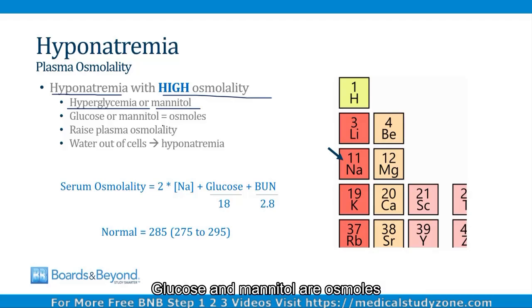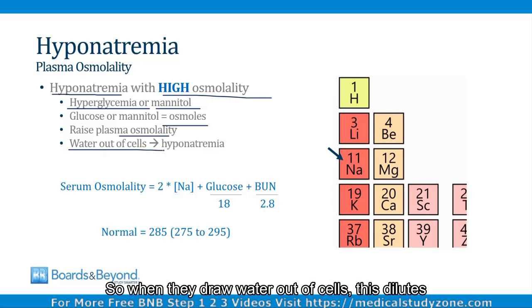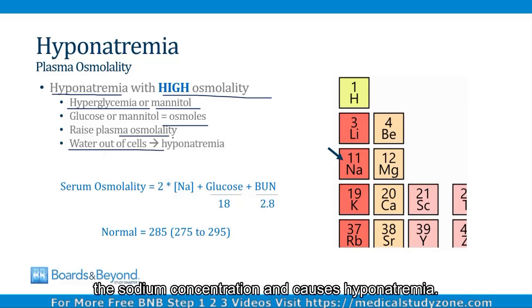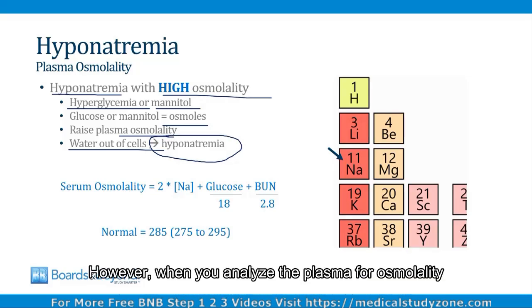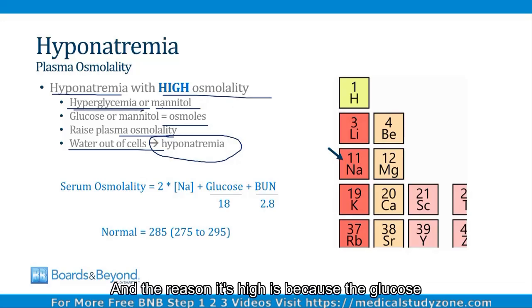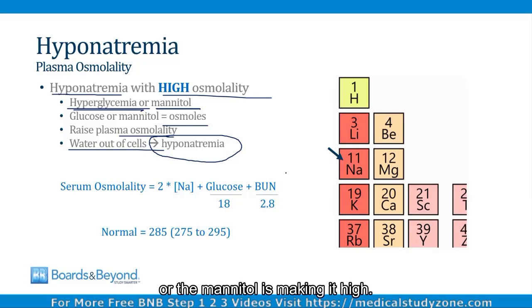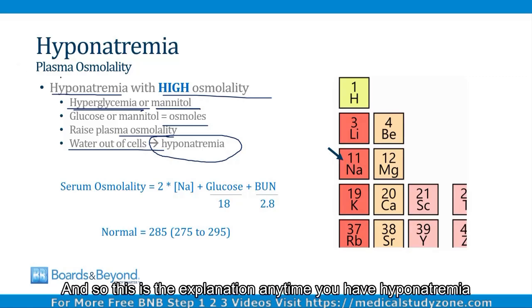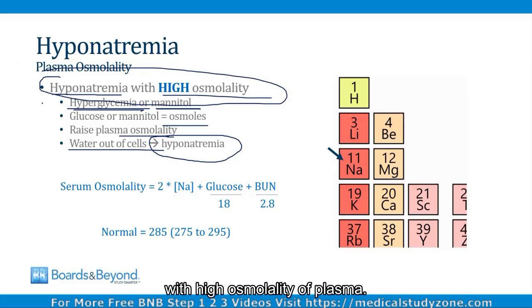Glucose and mannitol are osmoles, so they raise the osmolality of plasma, and they draw water out of cells. So when they draw water out of cells, this dilutes the sodium concentration and causes hyponatremia. However, when you analyze the plasma for osmolality, it will be high, and the reason it's high is because the glucose or the mannitol is making it high. And so this is the explanation anytime you have hyponatremia with high osmolality of plasma.